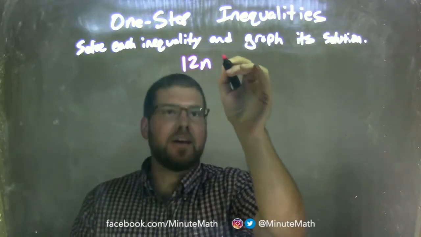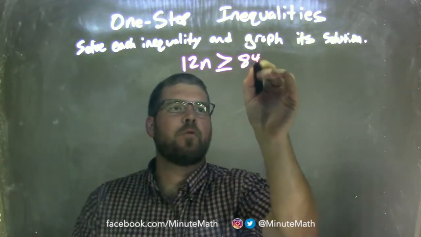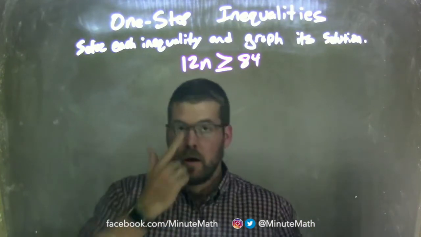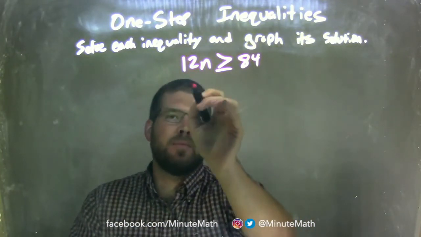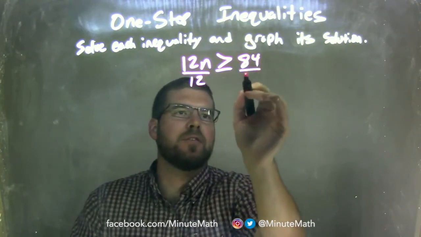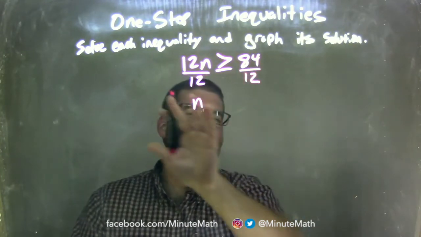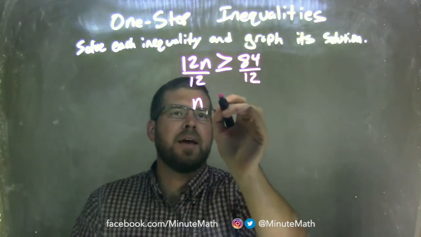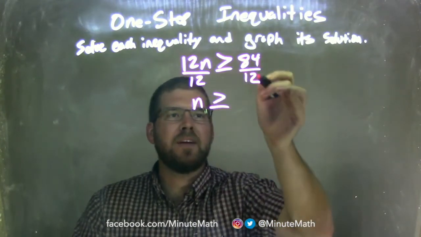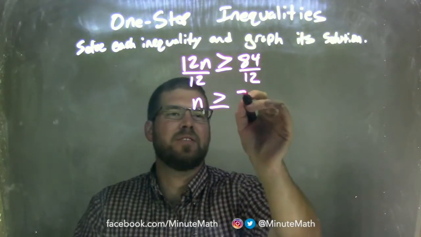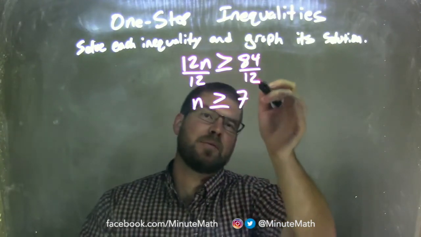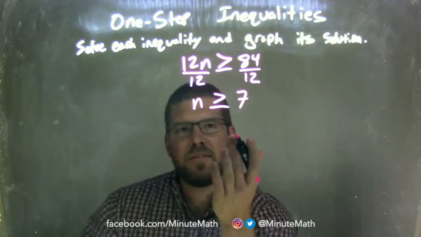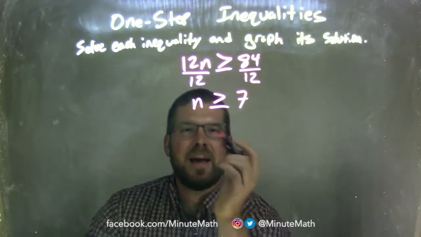12n is greater than or equal to 84, okay? Well, I first need to isolate n, right? It was multiplication, 12 times n. So now I'm going to divide by 12 on both sides. That leaves me with n by itself on the left, which is what I wanted, is greater than or equal to, well, what's 84 divided by 12? That comes out to be 7, because 7 times 12 is 84. And now n is isolated, it's greater than or equal to 7, and we have our final answer.